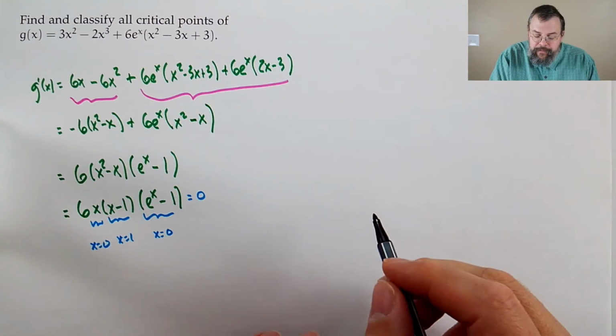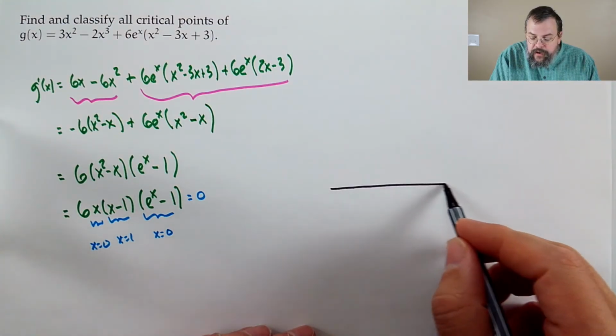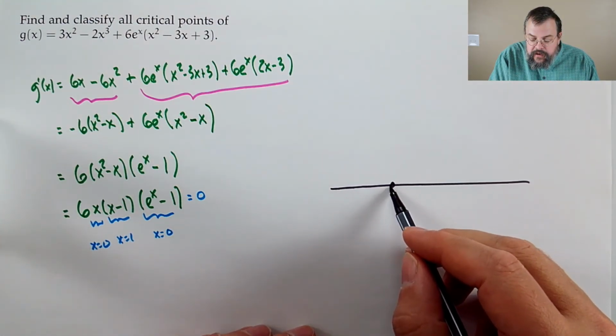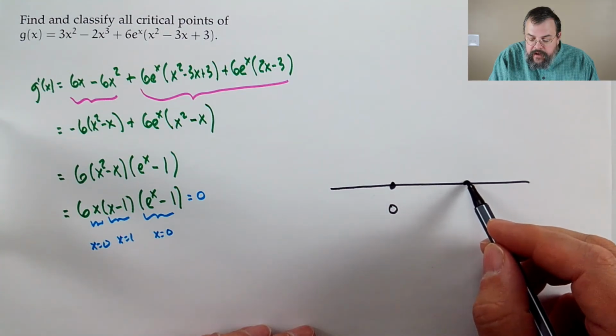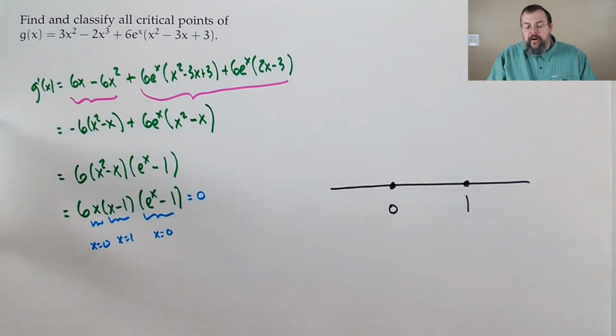It's all a matter of perspective. So we really have two critical points. We have one at 0, and we have another at 1. All right, so what do we do? Now, to classify, we really need to understand what's happening on each one of these three pieces. Are we going up or are we going down?